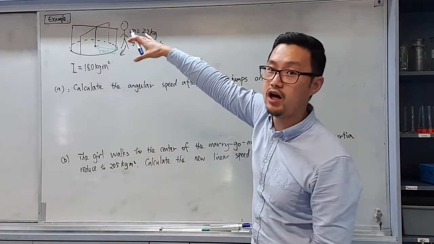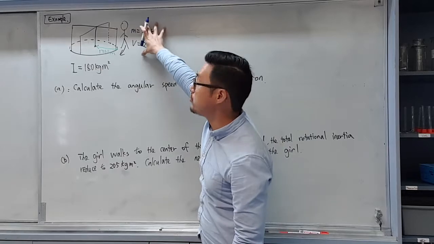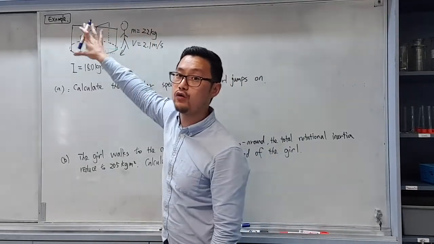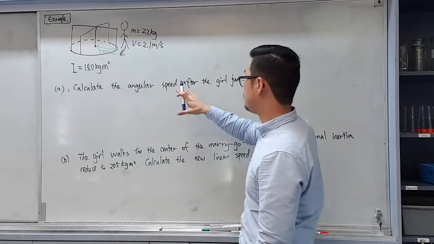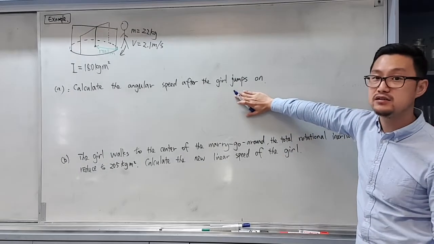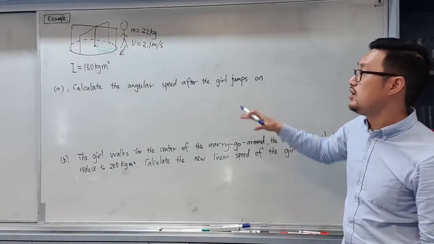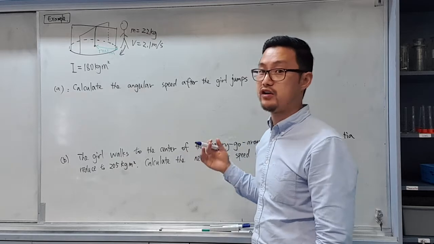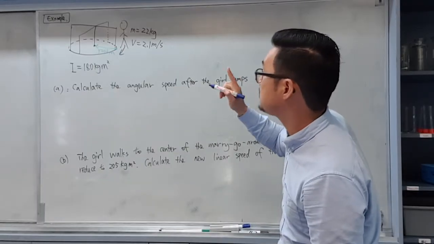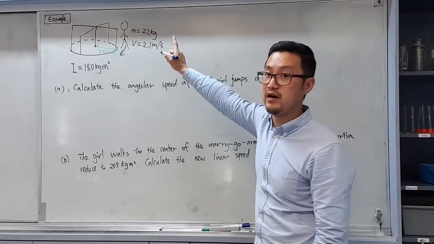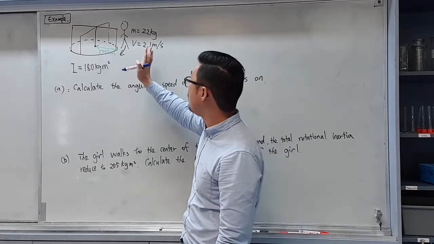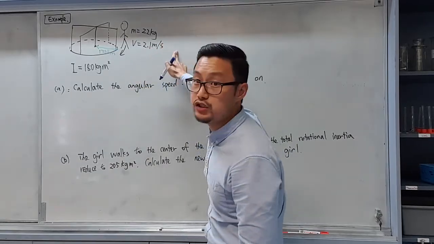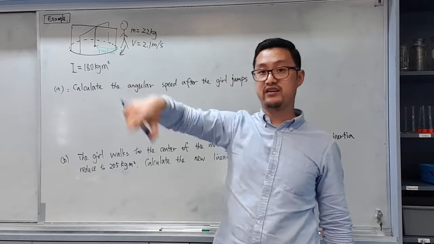So once she jumps on, you had an angular momentum before, and then you're going to have a total angular momentum after. We want to know what the angular speed is after she jumps on. So we're going to use angular momentum to calculate this. First, I've got to find the angular momentum of that girl running around. This is a point mass going in circular motion.